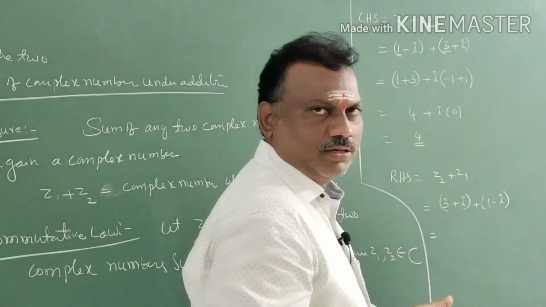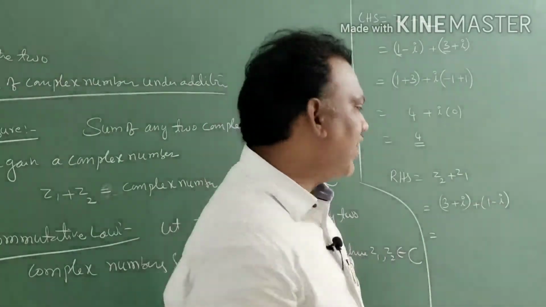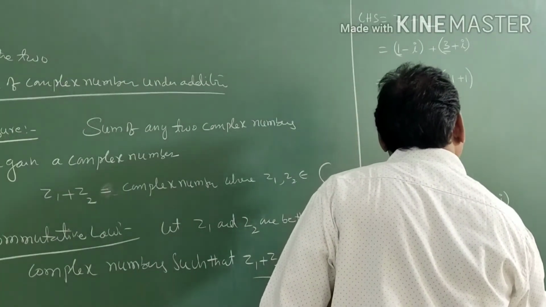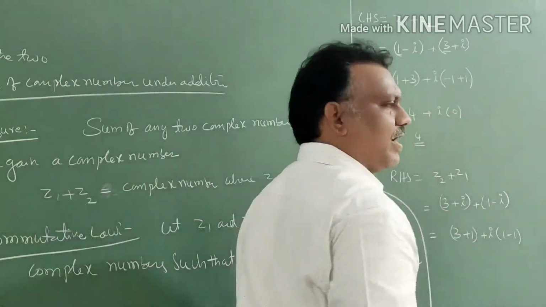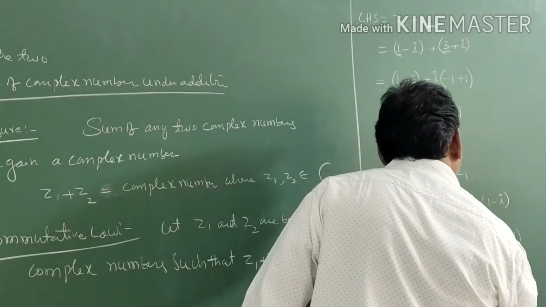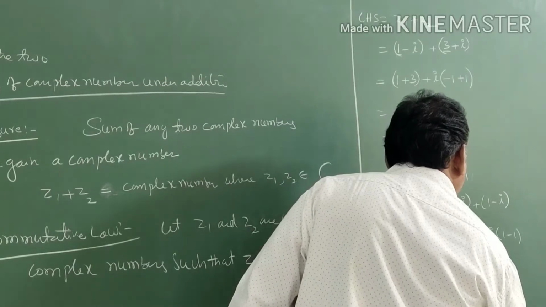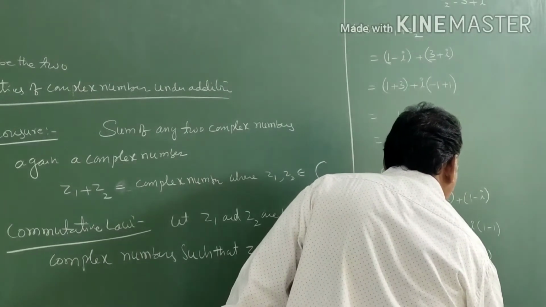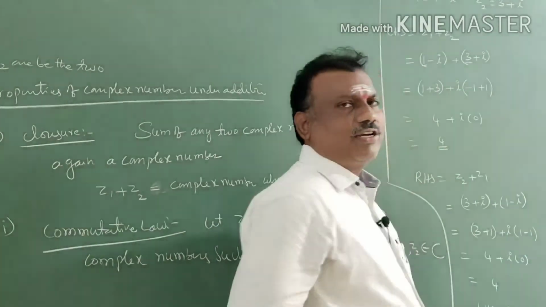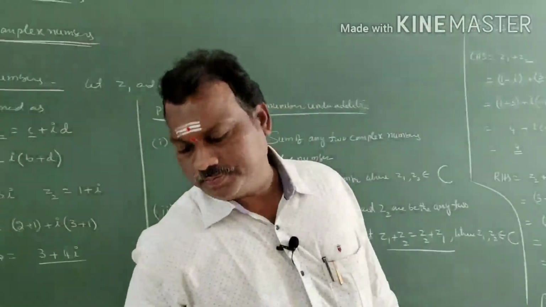Now again the same rule. Sum of two complex numbers: sum of real parts plus I times the sum of imaginary parts. Real parts are 3 plus 1, plus I times the imaginary part, 1 minus 1. I think you understood. 3 plus 1 is 4 plus I into 0, that is nothing but 4. Now LHS is equal to RHS. So Z1 plus Z2 is equal to Z2 plus Z1 is satisfied by complex numbers. Hence complex numbers obey the commutative law. Clear, students?